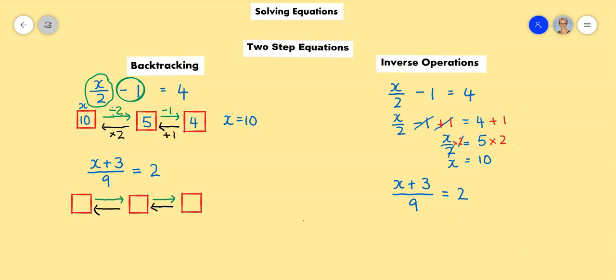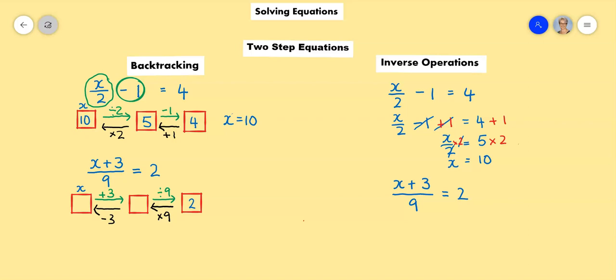Now, let's look at our last equation. If we look at the equation, we can see that the first thing that happens to our input number is that we add 3, and then we divide by 9. So when we are working backwards to undo the equation, we need to multiply by 9 first and then minus 3. Remember, our unknown value x goes into the first box and our answer is 2.